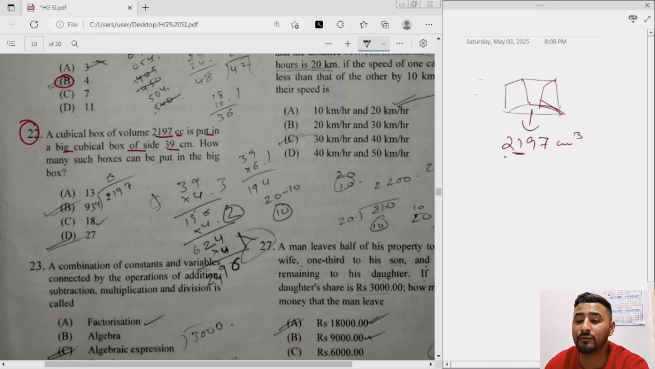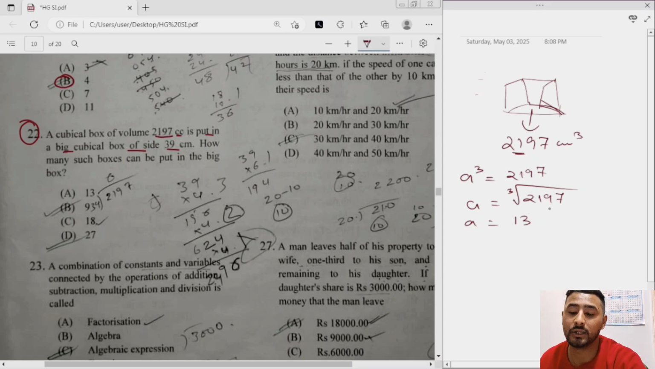You should remember how to get the volume of a cube. It is a cubed, equal to 2197. So find a: it will be the cube root of 2197, right? You get the side first. A will be how much? It is 13. When you multiply 13 into 13 into 13, you get 13 times 13 is 169, and multiplied by 13 you get 2197. The side is 13.